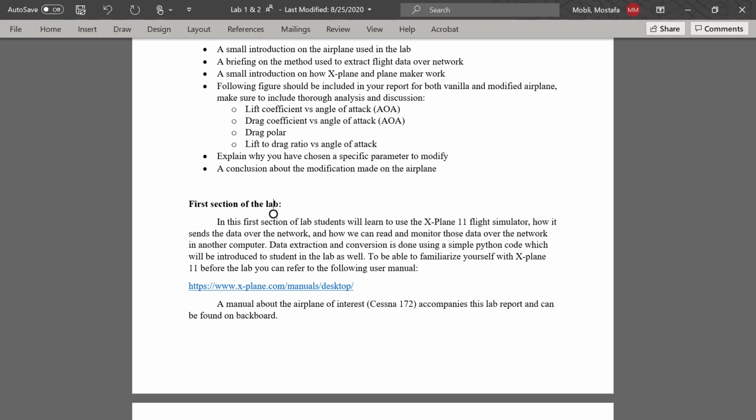If you want to use the flight simulators outside of the lab times or your lab TA's office hours, you can send me an email or send your TAs an email and schedule a time with them. So that will be this first lab.